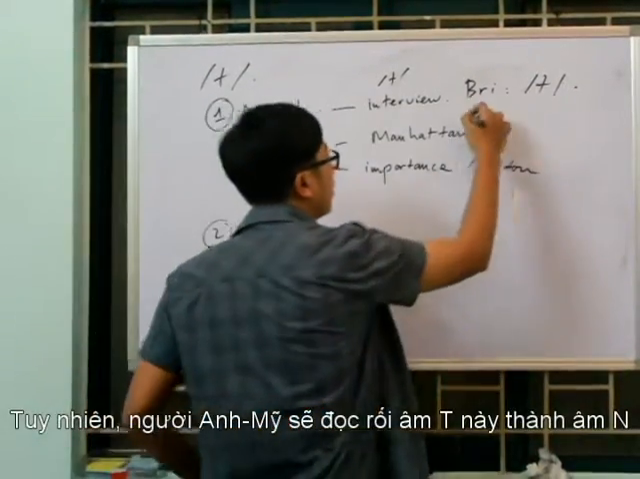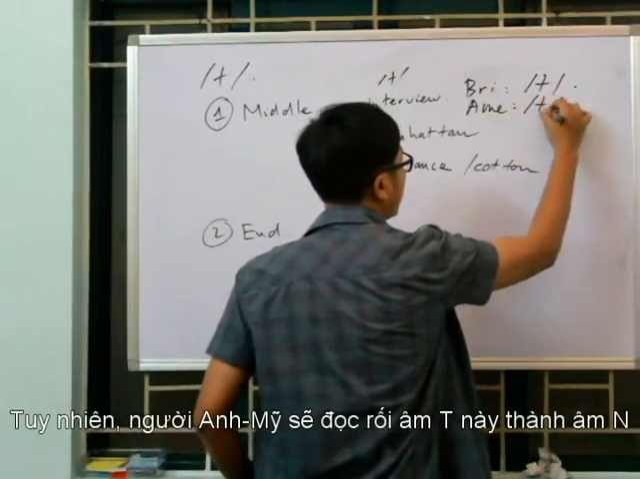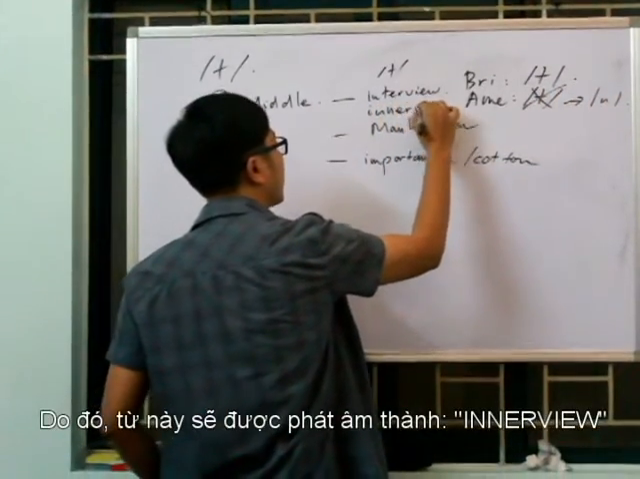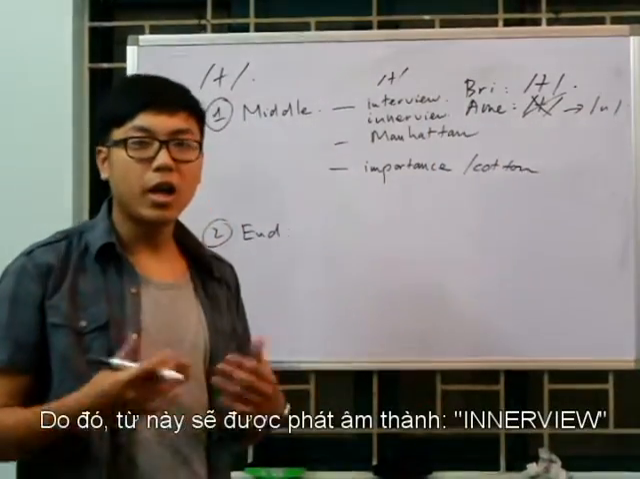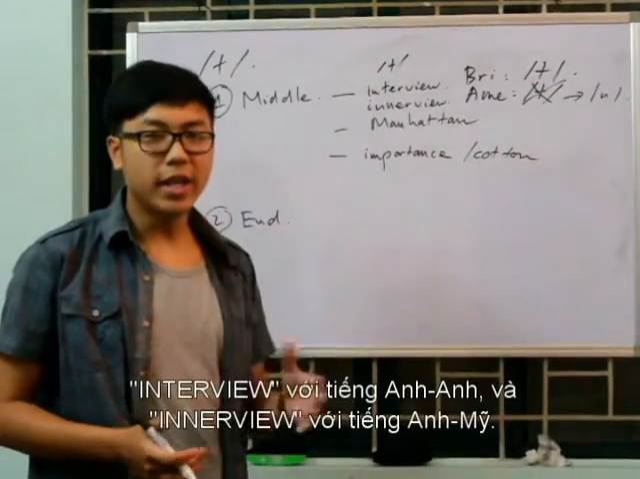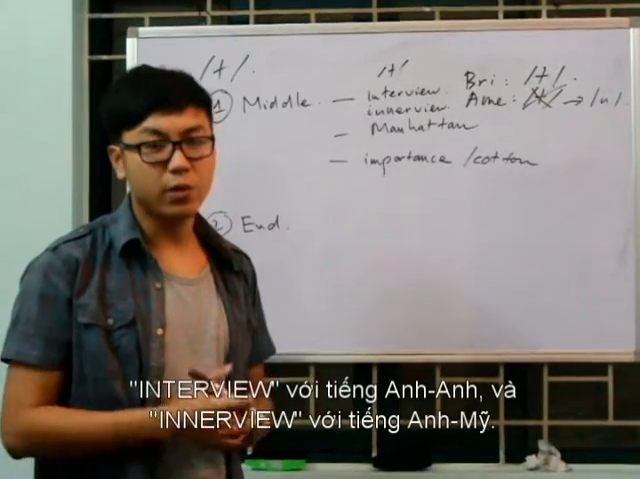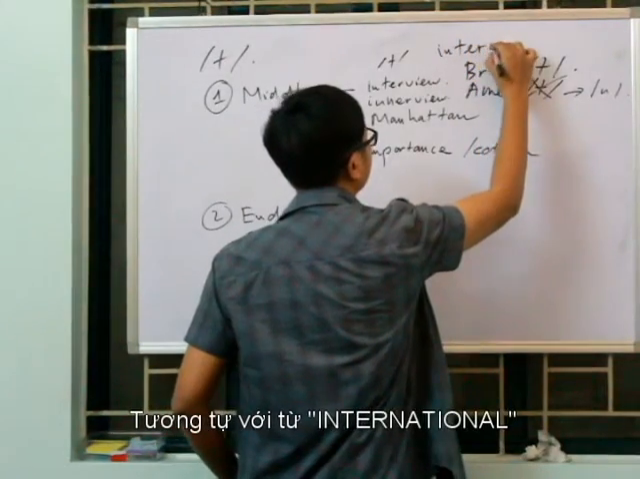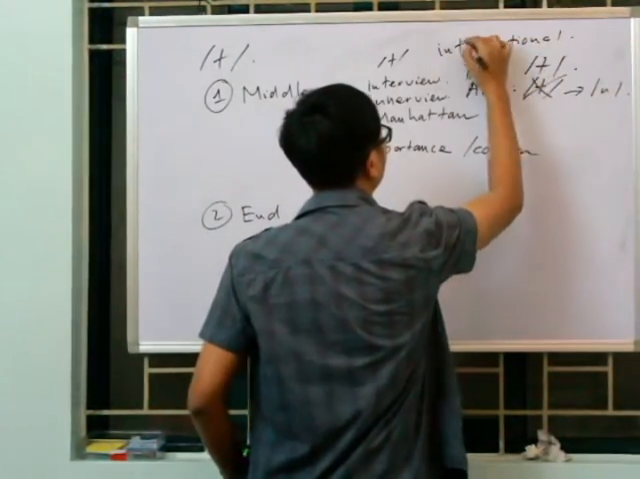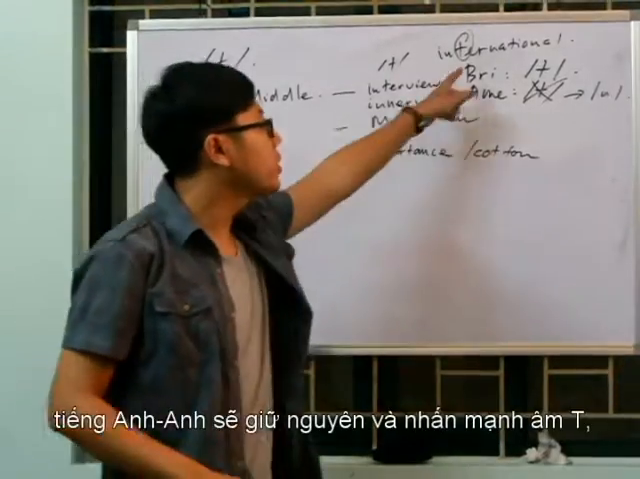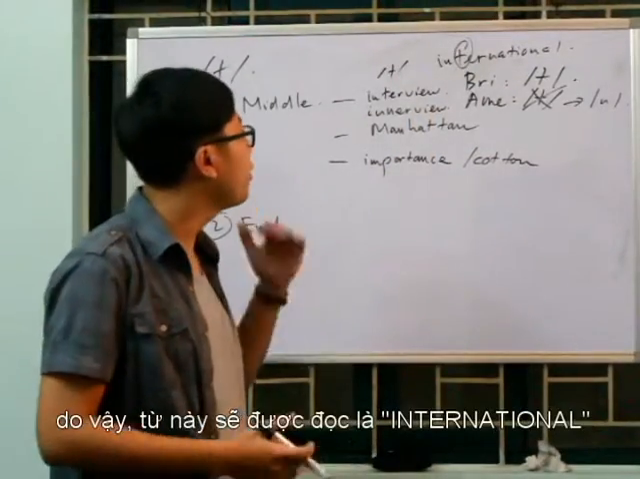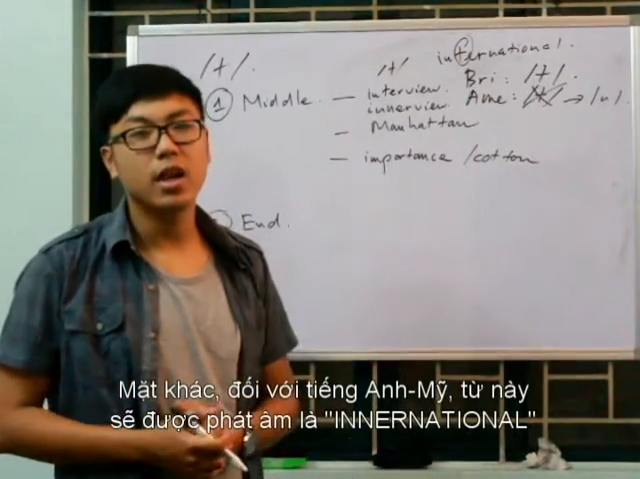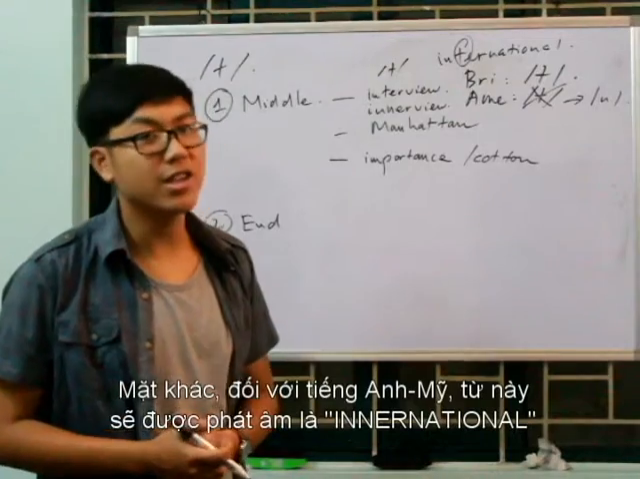However, American will omit the T and make an N. So the word will become interview. Interview in British English and interview in American English. The same thing happens to the word international. With T here, British will stay the same with the T, so the word will become international. However, with American accent, the word is international.